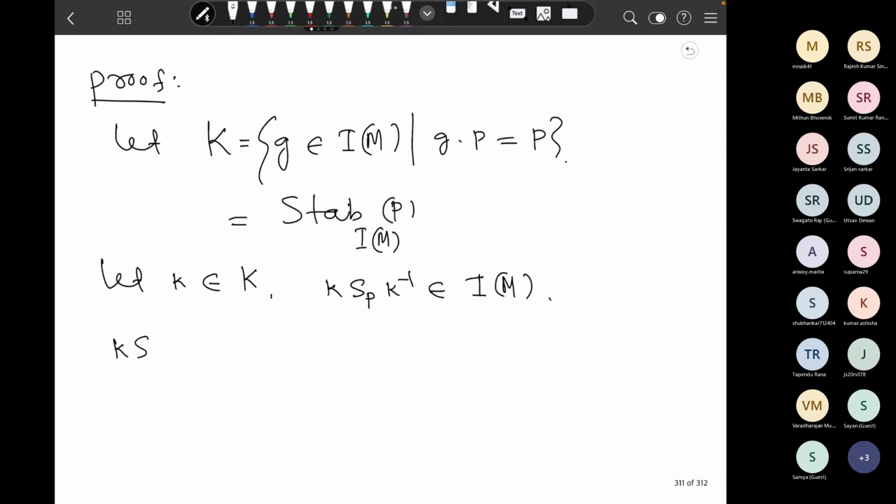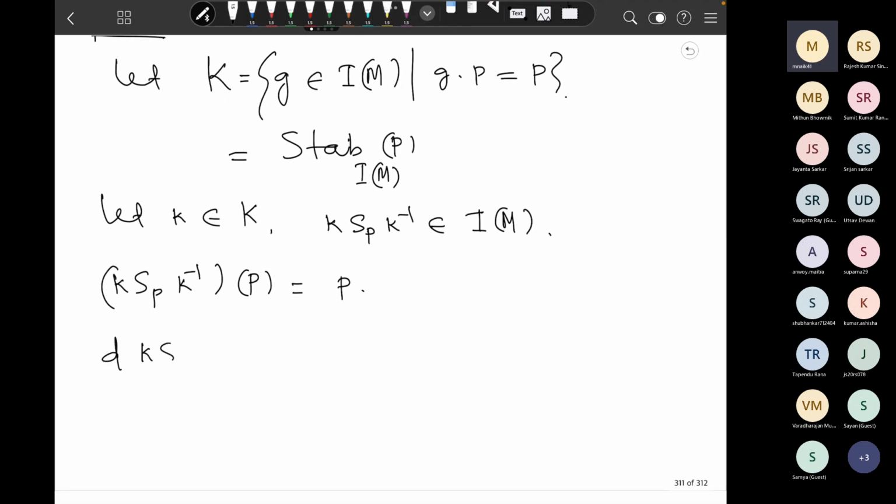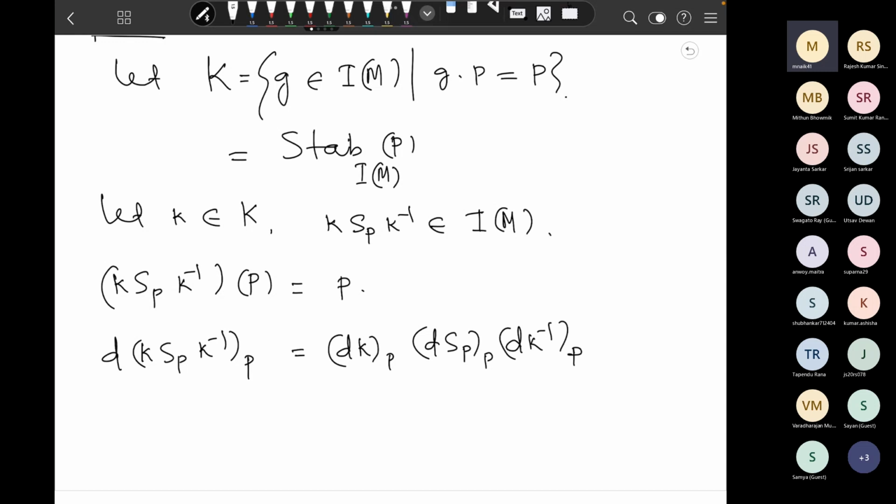Now this k S_P k inverse at the point P, since everything here fixes P, will be P. Now I take the d(k S_P k inverse) at the point P. This is really dk_P, dS_P at P, and dk inverse at the point P. I am given that dS_P at P is minus identity, so if I put that in, I get minus of dk_P and dk inverse at P. Now dk_P and dk inverse are inverses of each other, so I get minus identity.